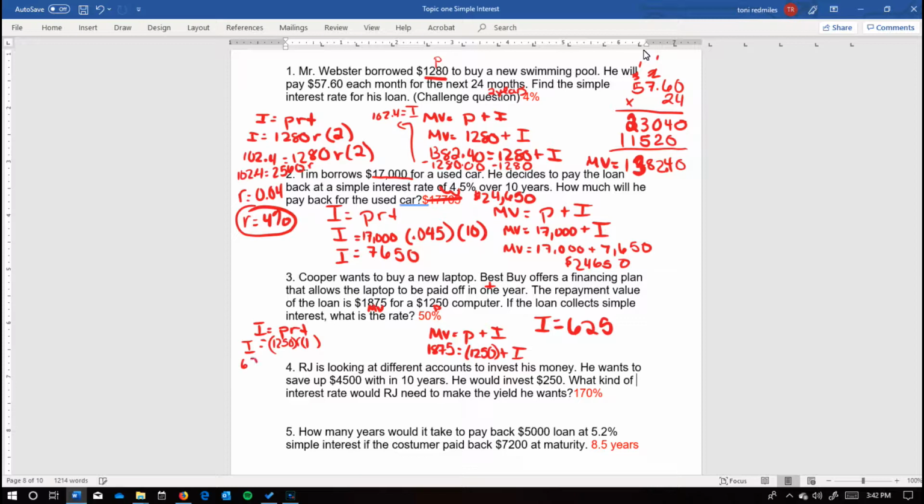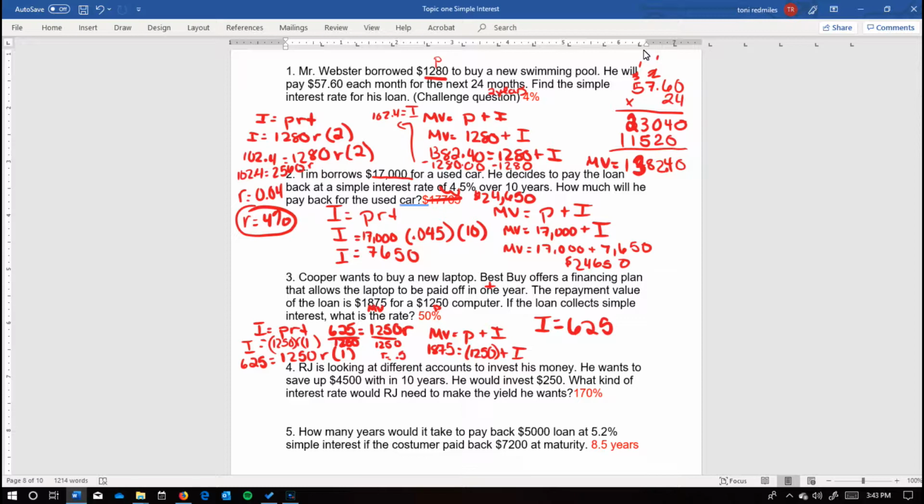But we need to find the rate. So 1 times this number is just this number. So now I'm going to divide, because it's opposite operation to get that R by itself. So 625 divided by 1,250 is going to give me 0.5. Well, a rate of 0.5, move that decimal 2 places, is going to be a simple interest of 50%.